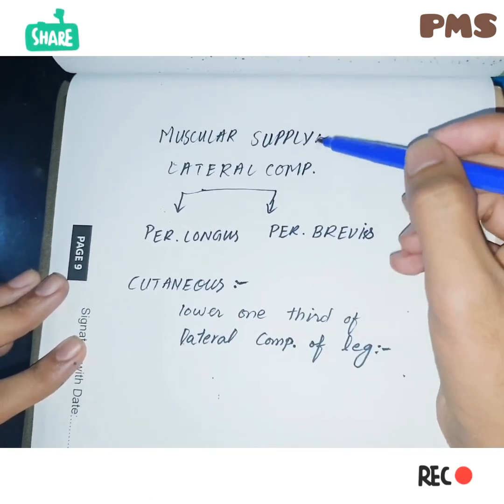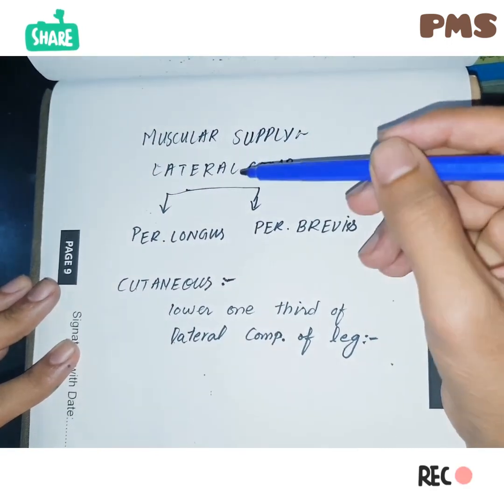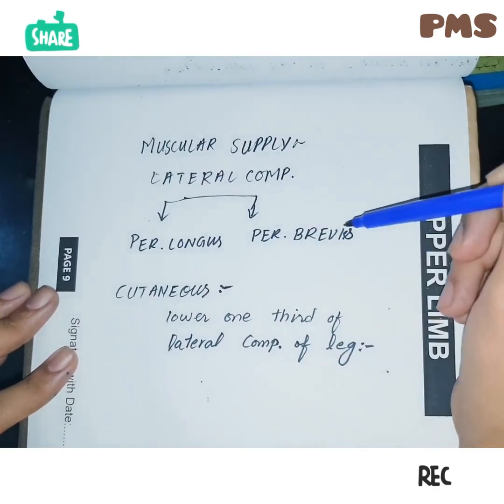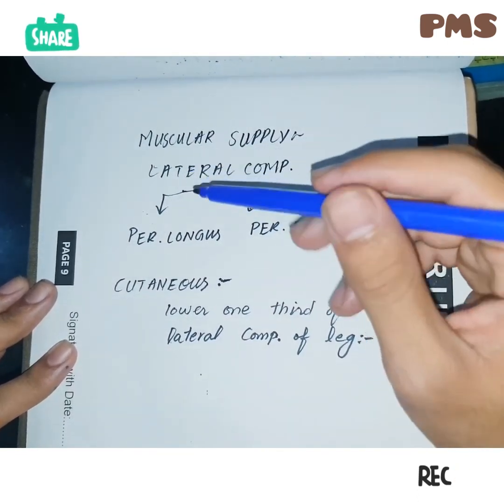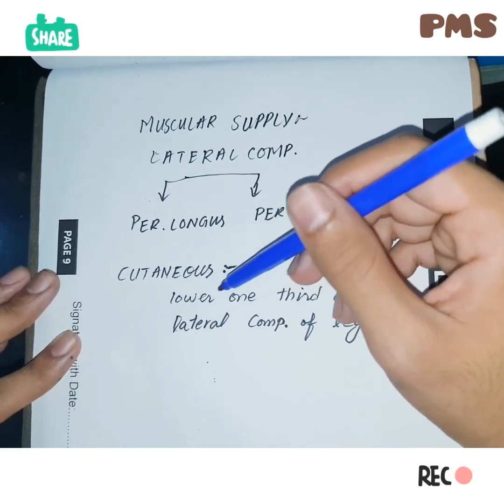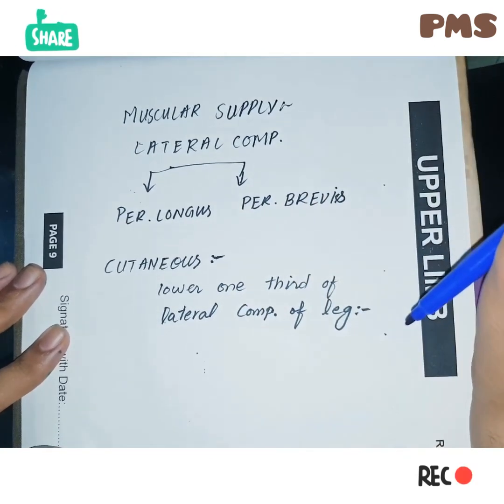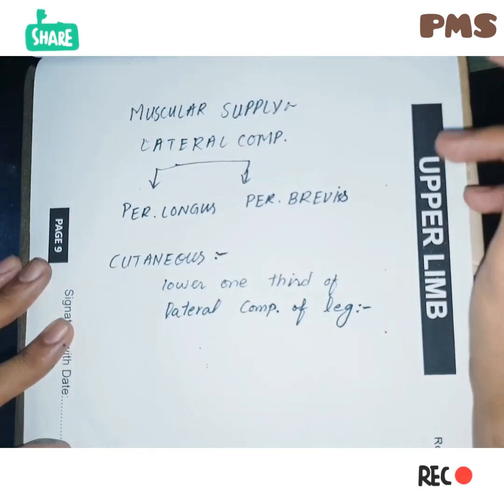What about the muscular supply? It supplies the muscles of the lateral compartment, peroneus longus and peroneus brevis, and its cutaneous innervation I have explained earlier, and also to the lower 1/3 of the lateral compartment of the leg. This is all about it. Thank you very much.